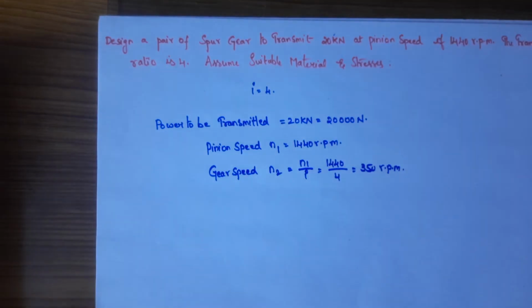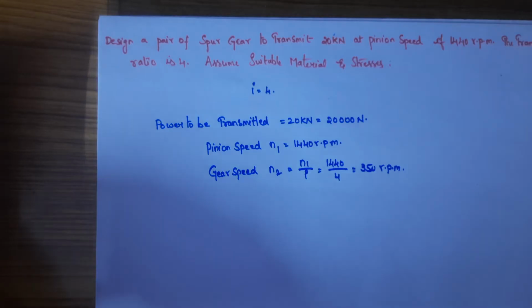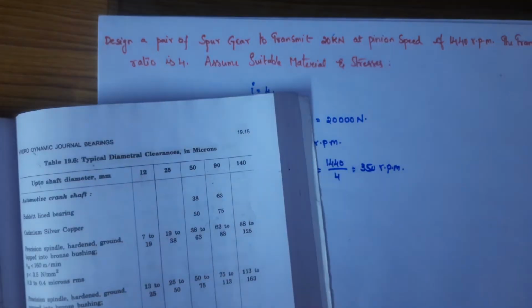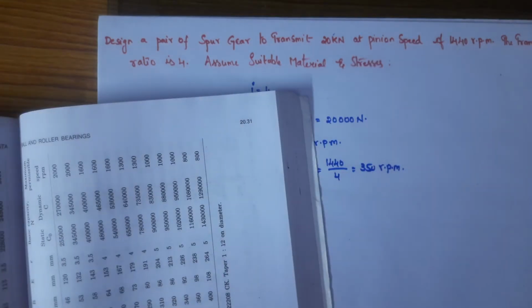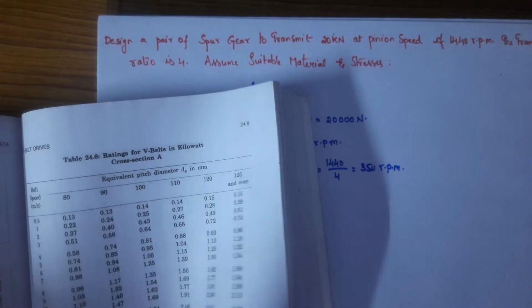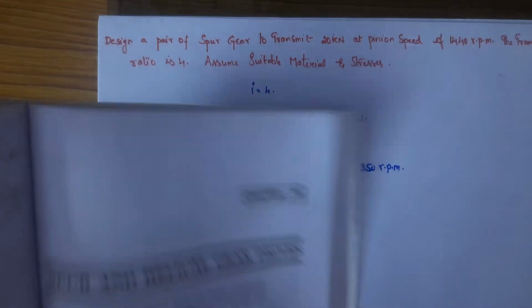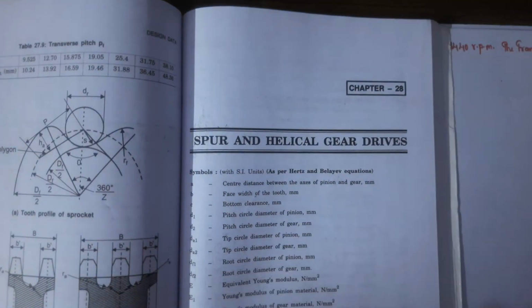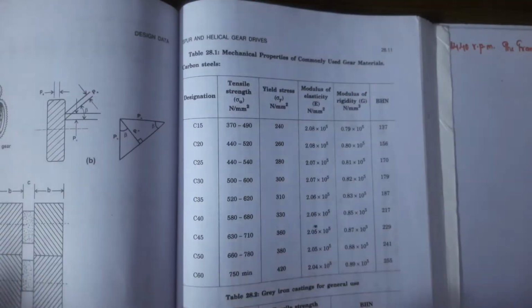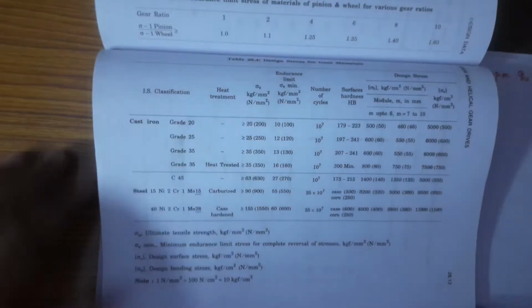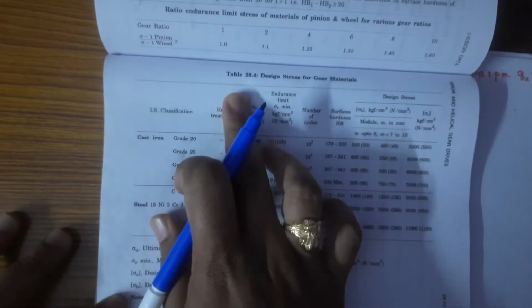The first step is to select the material. Proper selection of material is very important. You can find the data related to spur gears in chapter number 28. Later you can select the suitable material from page number 28.13, in table 28.4.